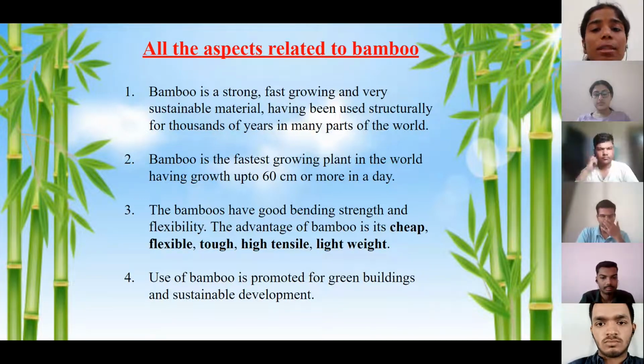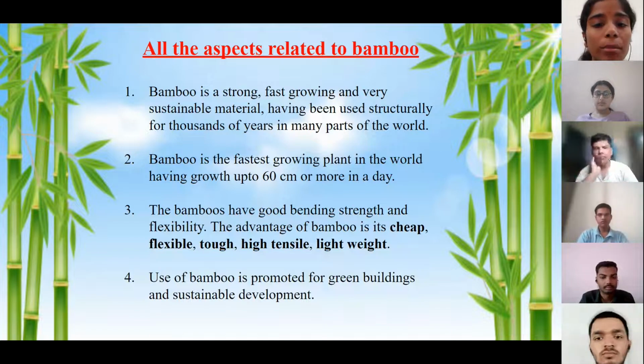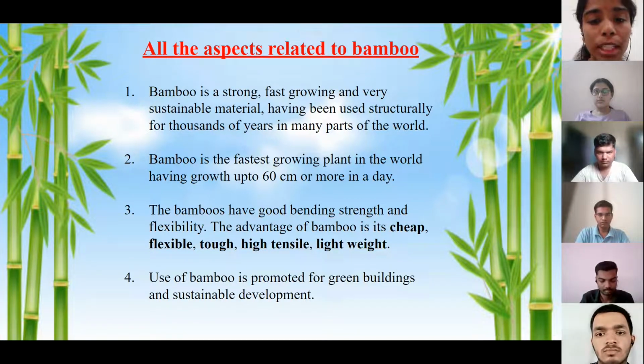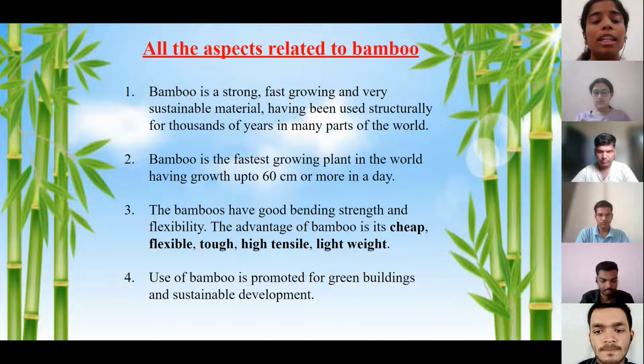Now we see the aspects related to bamboo. Bamboo is a strong and fast growing material. It grows up to 60 centimeters and more in a day. Some properties of bamboo are good bending strength and flexibility. It is used in green buildings and sustainable development.